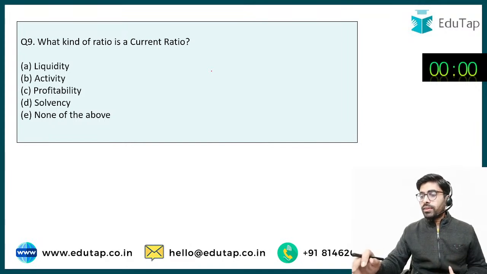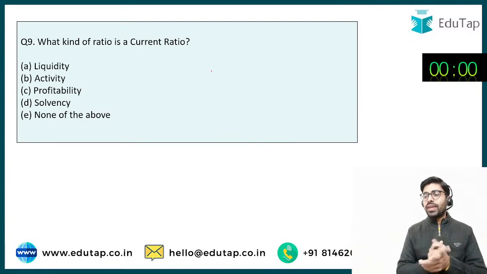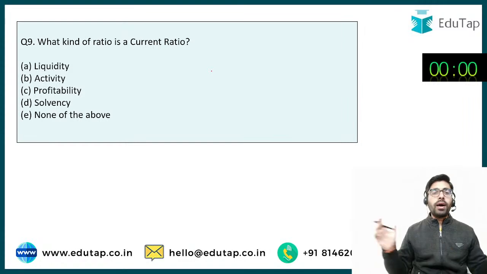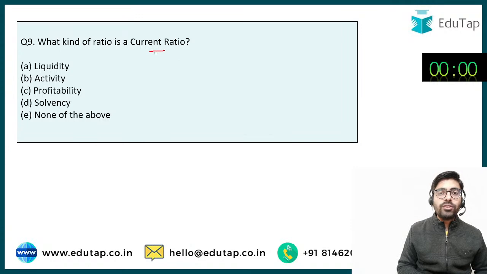Yes, Mridula, this was there in the last paper because this is a PYQ. What kind of ratio is the current ratio? Sonia, Vinayak, Suraksha, Pankaj, Anupama, all of you have got super duper intelligent. So current ratio कौन सी रेशो होता है?